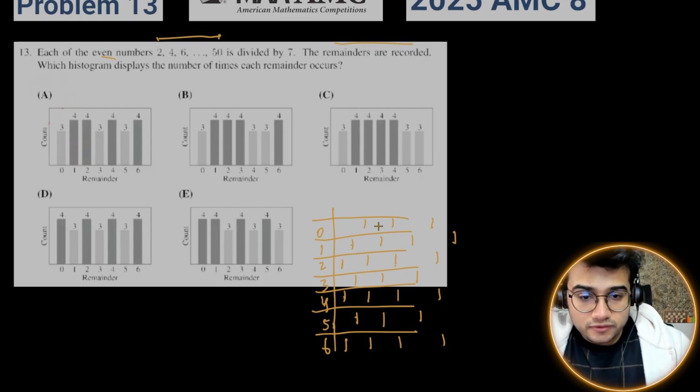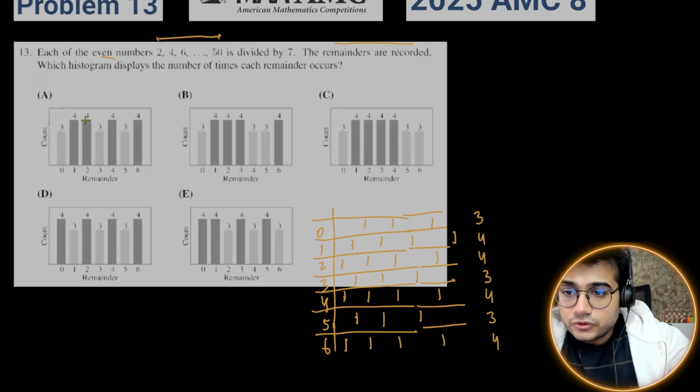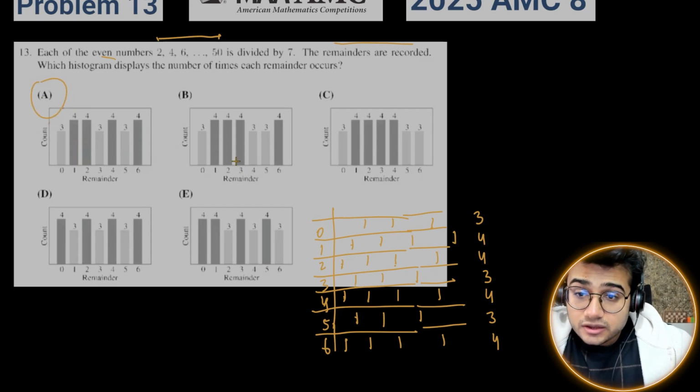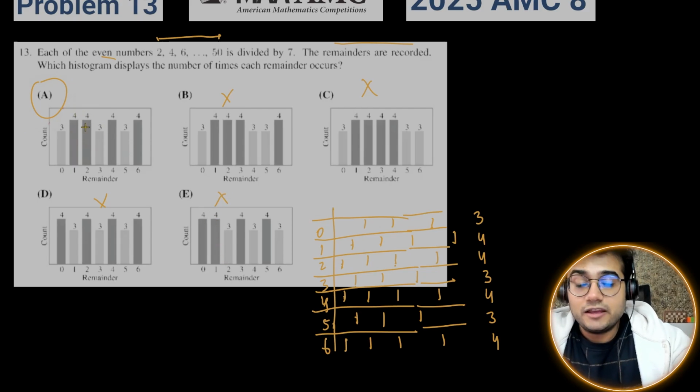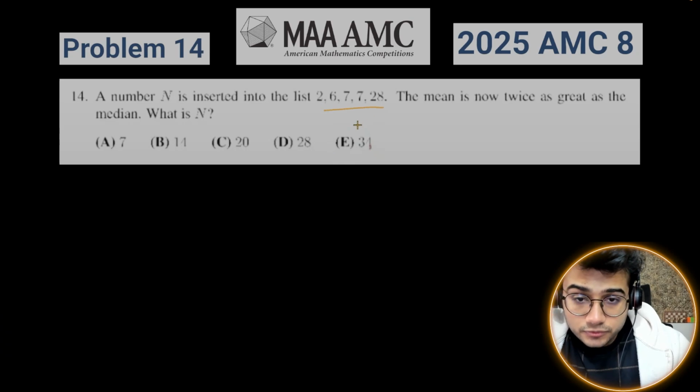So let's see how many we have here. In this class we have 3, in this one we have 4, in this one we also have 4, here we have 3, here we have 4, here we have 3, here we have 4. So 3, 4, 4, 3, 4, 3, 4. A matches. The others don't match: 3, 4, 4, 3, so this doesn't match, this doesn't match, doesn't match, doesn't match. Okay, so this is it. We just have to count carefully. That's going to be A.